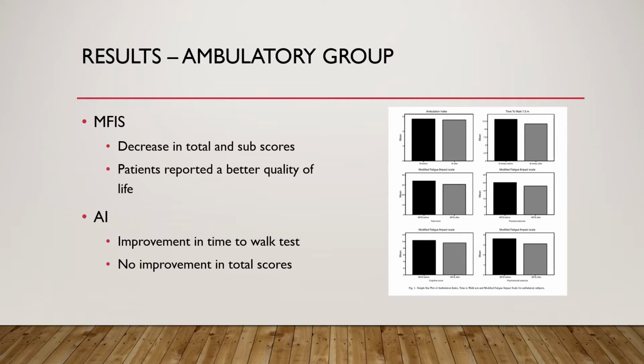As well for the ambulatory index, which is the top two corners, all the way at the top, the ambulatory index total score did not have much, if any, change in ambulatory patients. However, the time to walk test was decreased, which could relate to the Modified Fatigue Impact Scale, how the fatigue increased, the time to walk test increased. But unfortunately, there were no changes in the total score for ambulatory index for these patients.